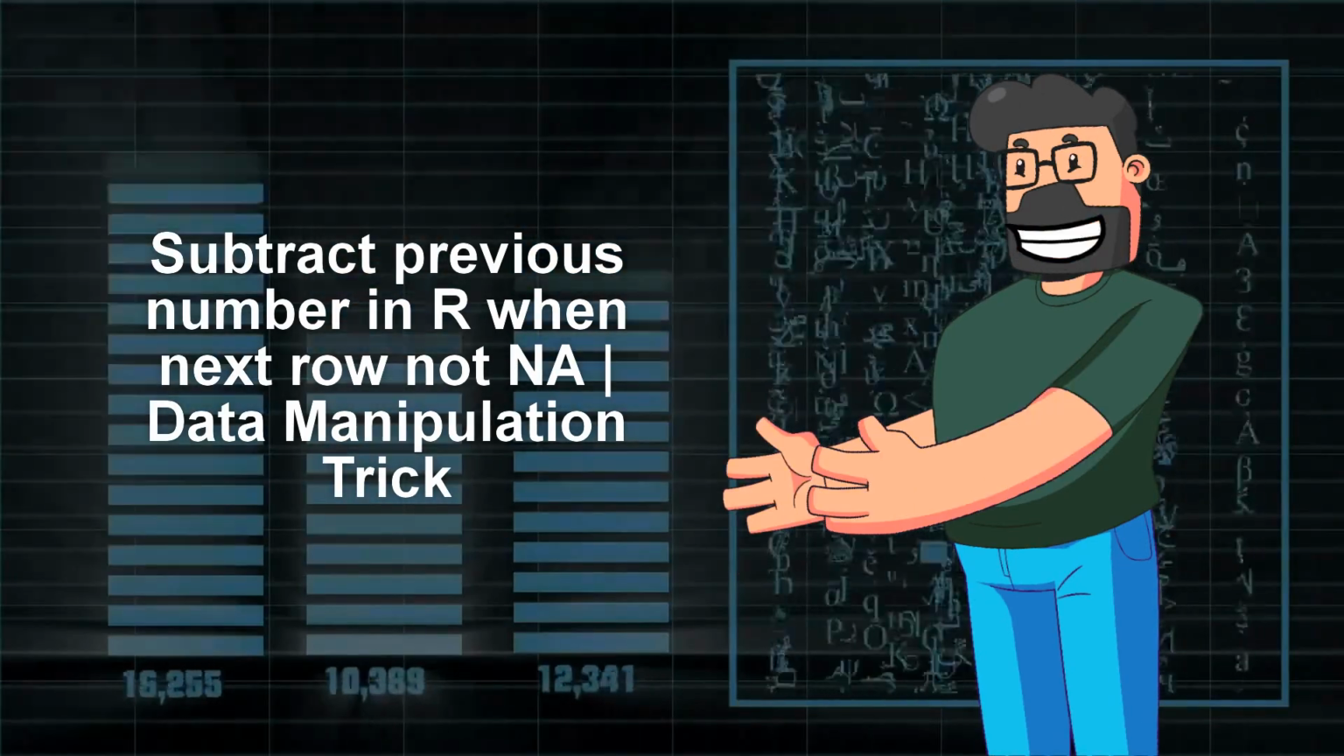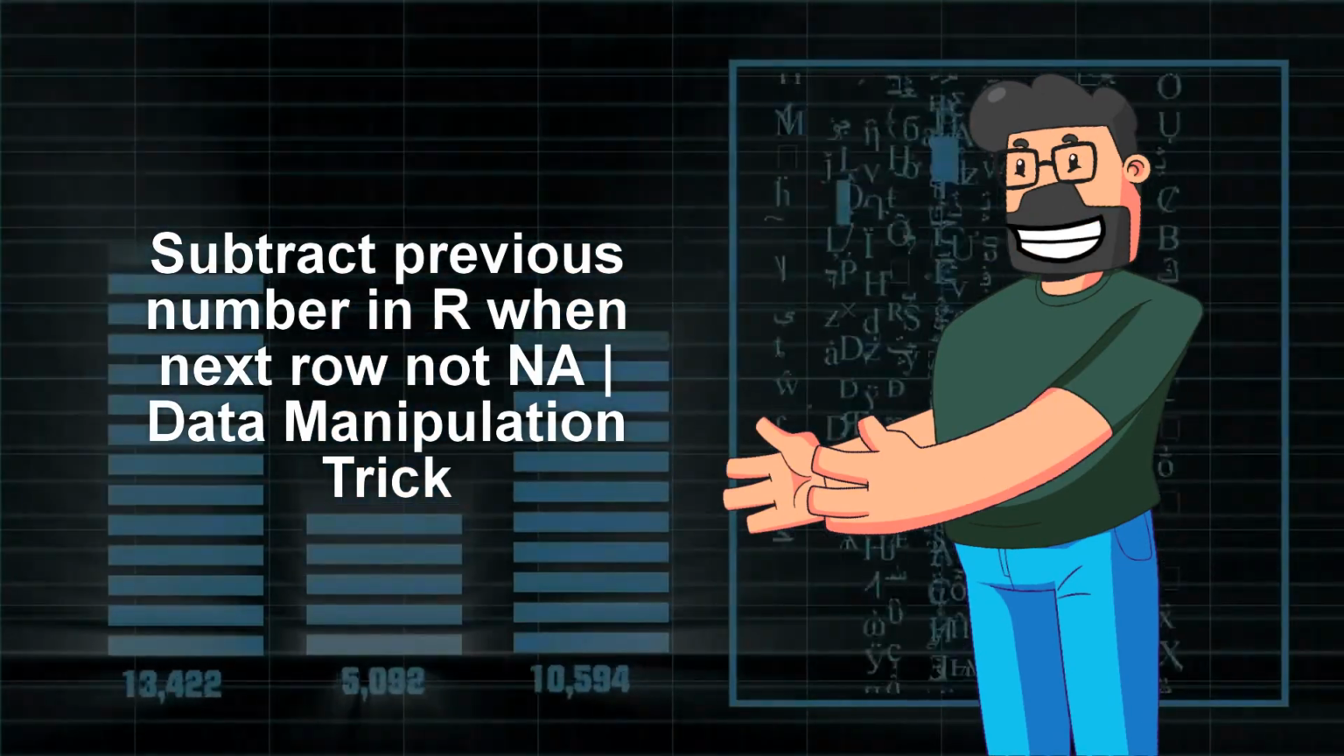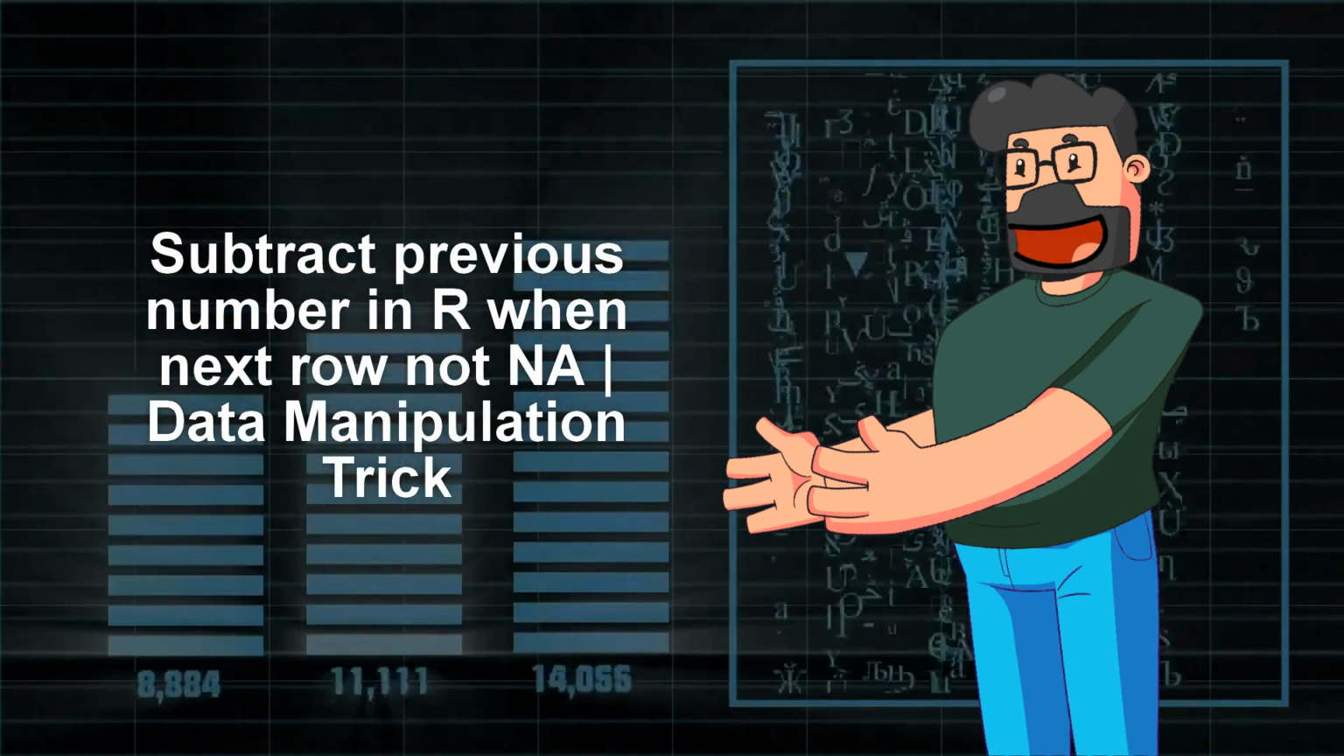Today we're diving into a common data problem that many analysts encounter. The problem involves dealing with missing values in a dataset and calculating a new column based on specific conditions.